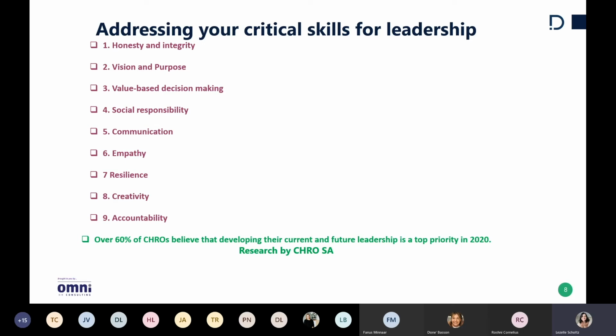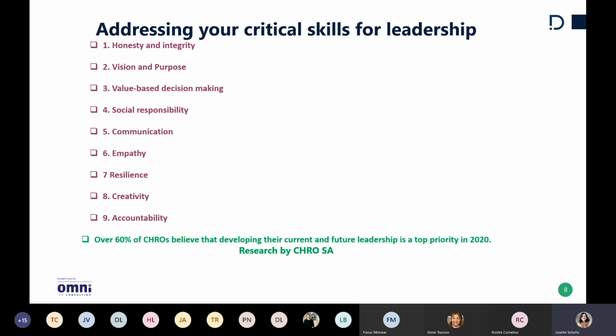Vision and purpose, great. It carries you through in tough times. Absolutely. If you stay true to what your vision and purpose was. I love that. Thank you for your contributions. Please feel free to put in the chat accountability, not just of self, but holding others accountable as well.